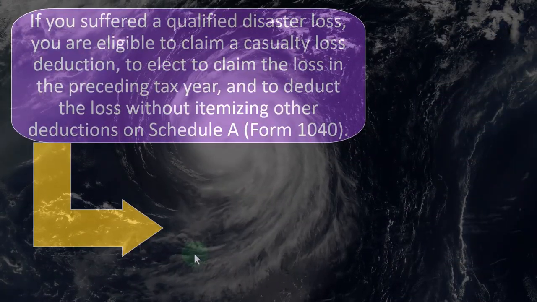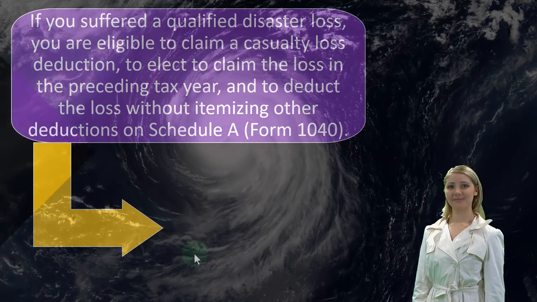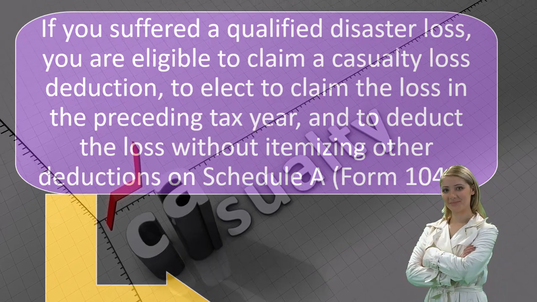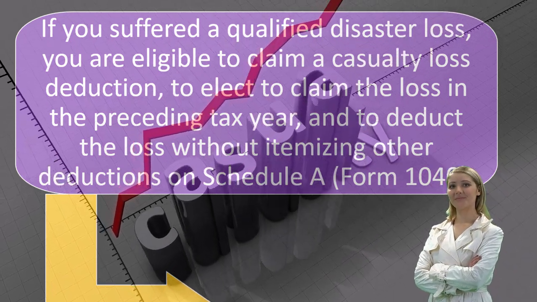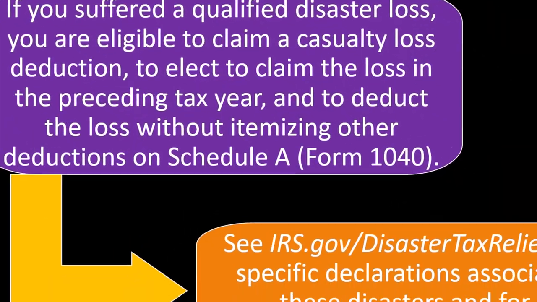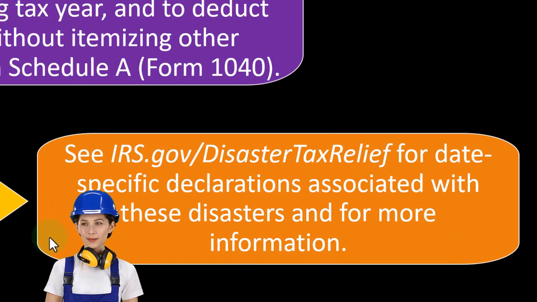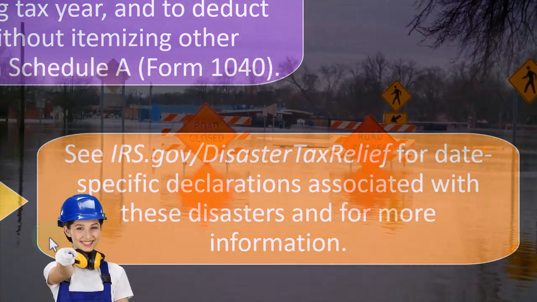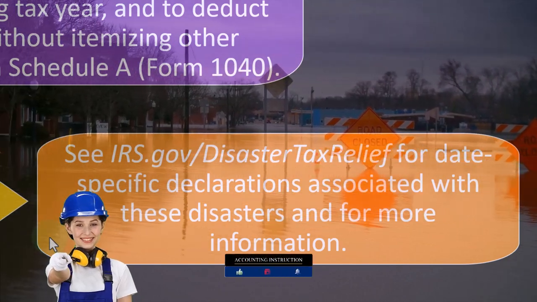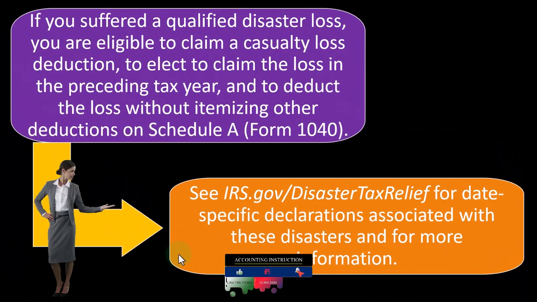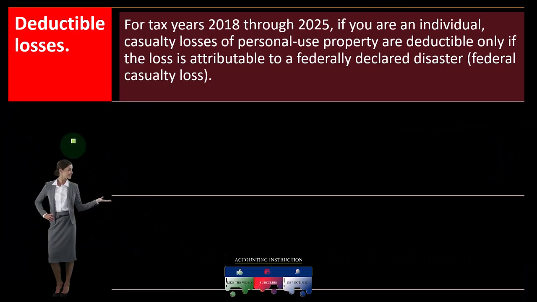If you suffered a qualified disaster loss, you are eligible to claim a casualty loss deduction, to elect to claim the loss in the preceding tax year, and to deduct the loss without itemizing other deductions on Schedule A, Form 1040. You can see irs.gov/disaster-relief for date specific declarations associated with disasters for more information. In other words, you want to make sure you look up the actual disaster so you can get the proper designation of what the disaster is, so you can do the proper recording on the tax return.